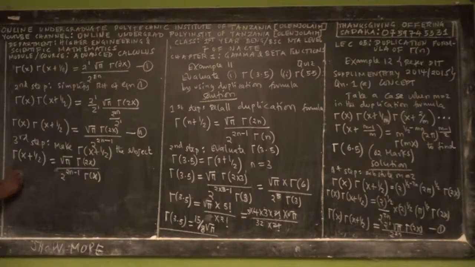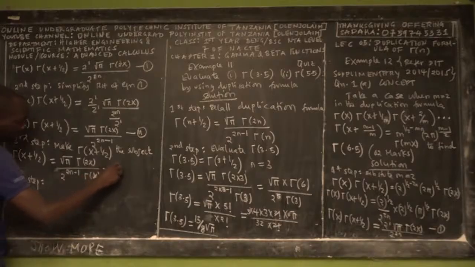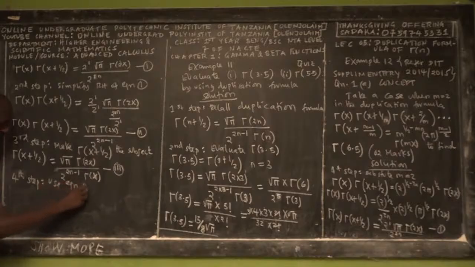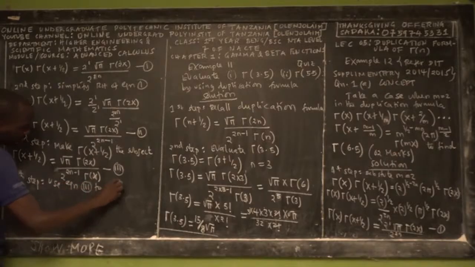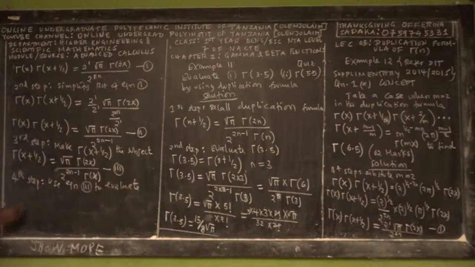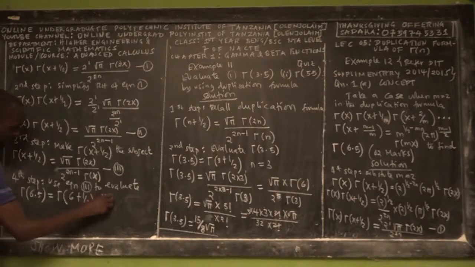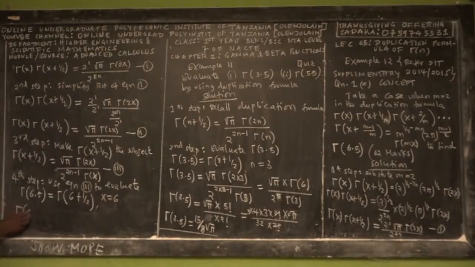So first step, and this is equation 3. Use equation 3 to evaluate what you've been asked. Gamma of 6.5 is equal to gamma of 6 plus a half. So if you compare, we find that x is equal to 6. So simply say gamma of 6.5 is equal to what?